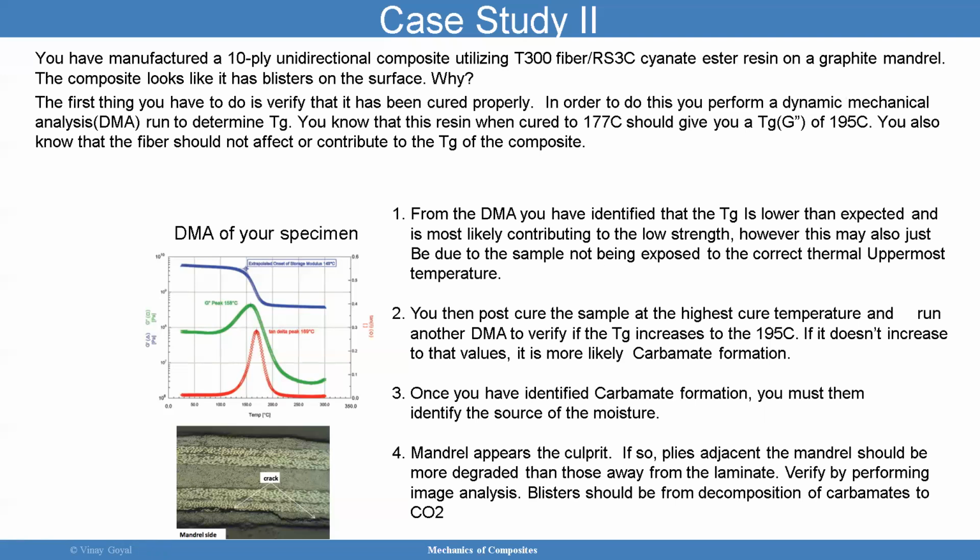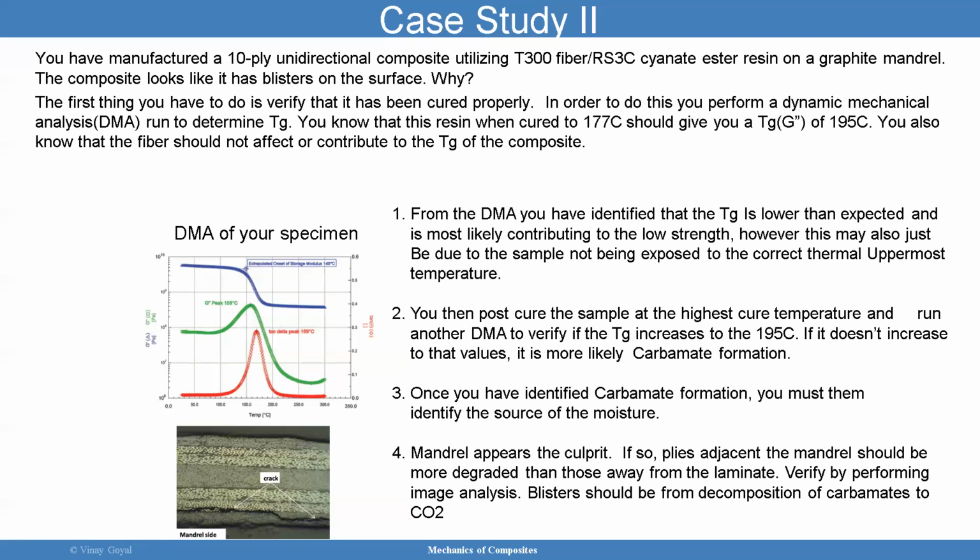So we then post-cure the sample at the highest temperature and run another DMA to verify if the TG increases to 195 C. But it doesn't increase to those values. So it was not this other thing we thought about. It is most likely in this case a carbamate formation.